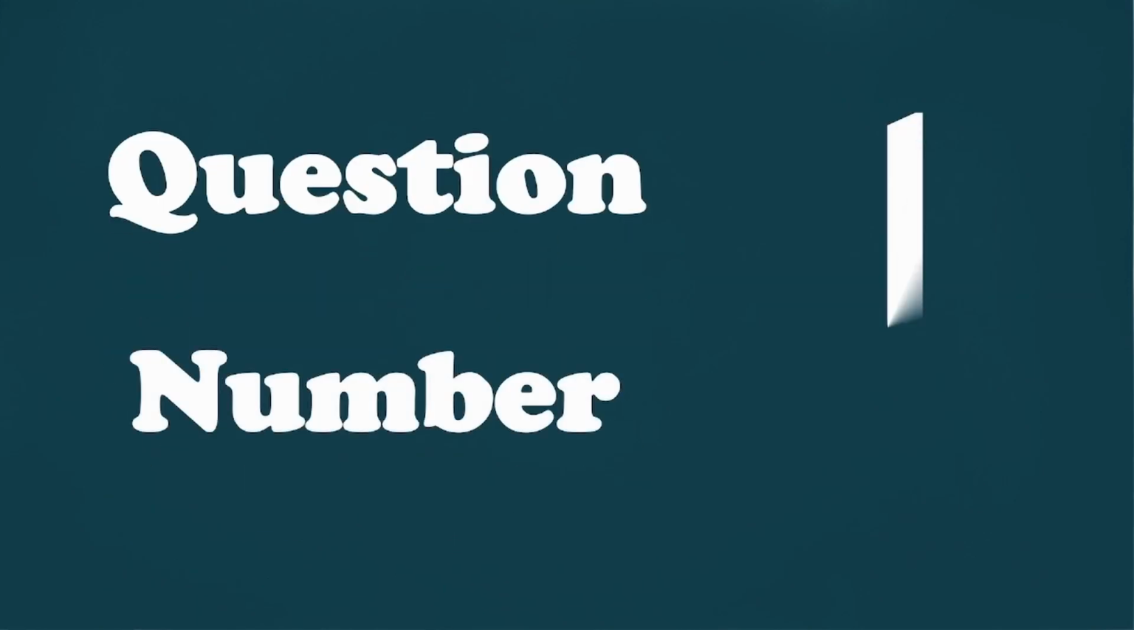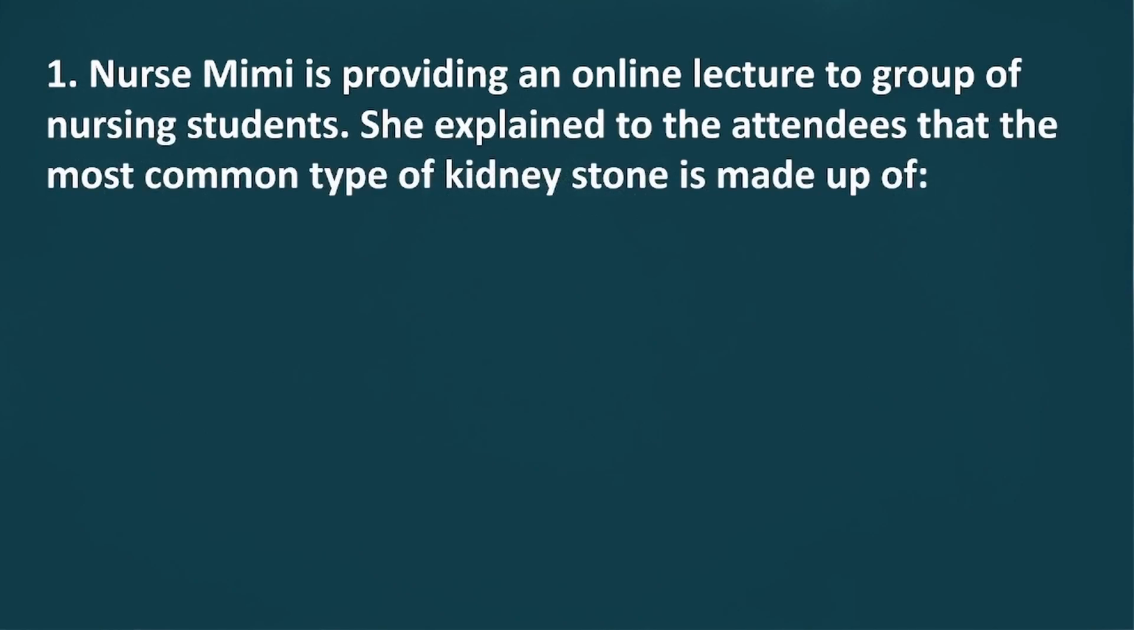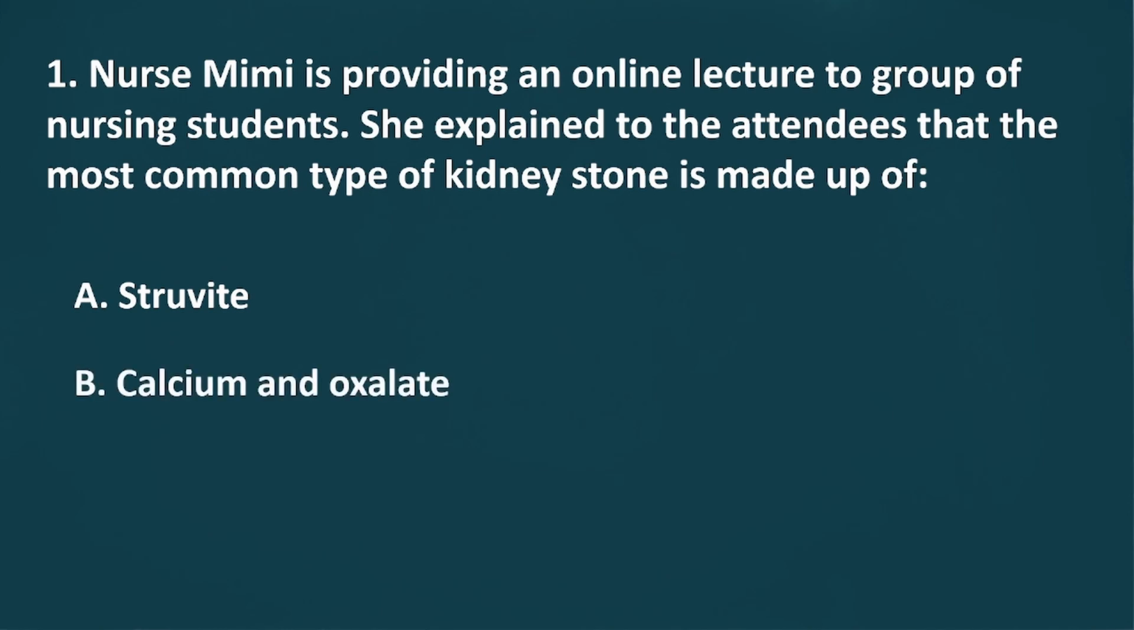Question number 1. Nurse Mimi is providing an online lecture to a group of nursing students. She explained to the attendees that the most common type of kidney stone is made up of A. Struvite, B. Calcium and oxalate, C. Cysteine, D. Uric acid.